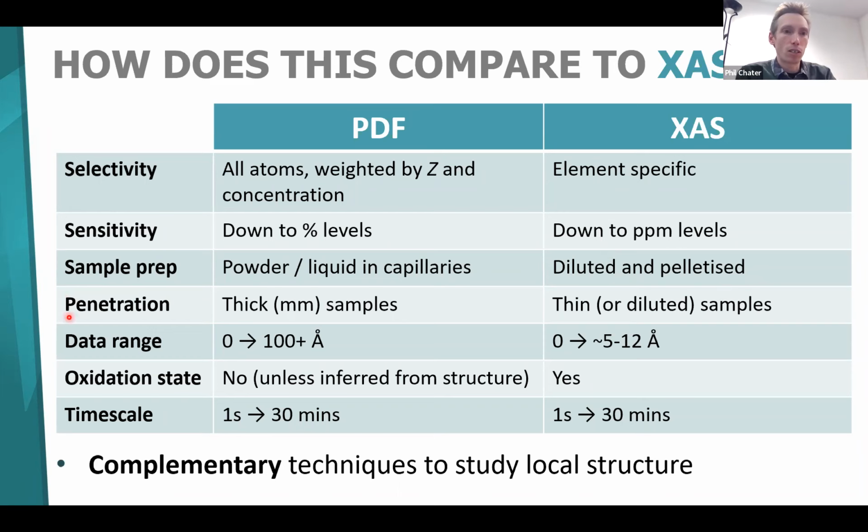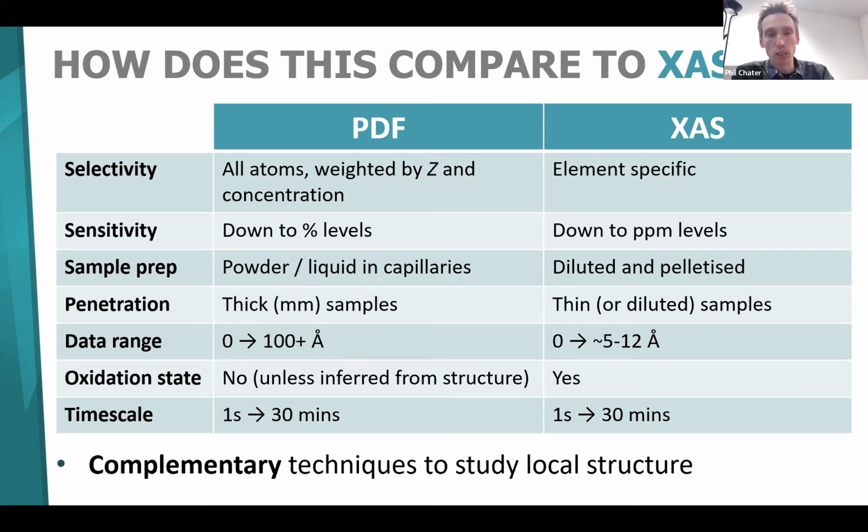In terms of the sizes of sample that you can use with the two techniques, in terms of how penetrating the X-rays are when we're doing these experiments, for PDF, we can get away with relatively thick samples of the order of a few millimeters. Whereas in XAS, depending on the mode you're collecting in, but typically for transmission mode, you're looking at relatively thin or very dilute samples.